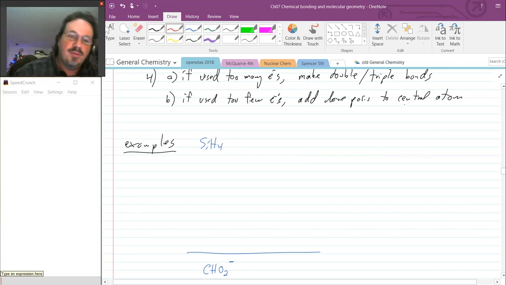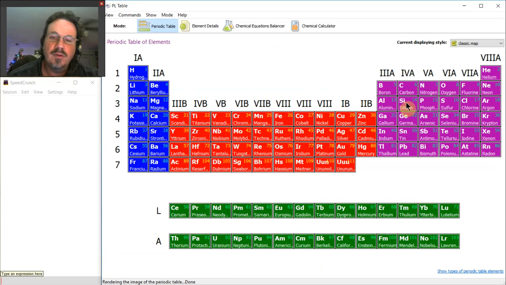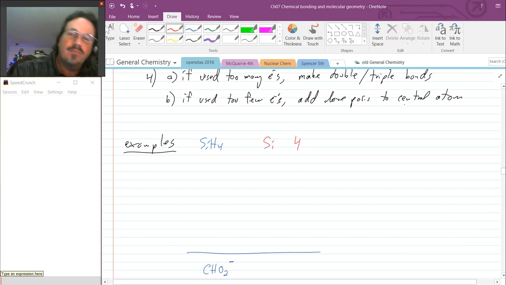Let's go through those steps. Step 1, count the total number of valence electrons. So here we go. Silicon, if I go over to the periodic table, where is silicon? It is right below carbon, right there. And so it has, count them over, 1, 2, 3, 4. It's in the 4th column, so it has 4 valence electrons. That's how many it's bringing in. All its other ones are inner, core electrons, they're not going to be used.